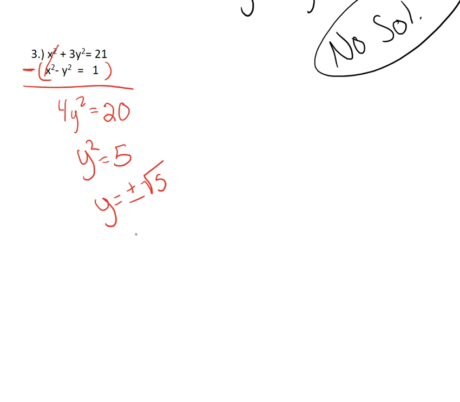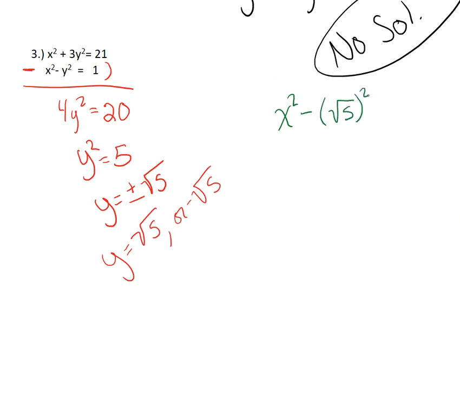So again, I get two different y's. I get square root of 5 or negative square root of 5. And I'm going to go ahead and plug it in. I'll use the bottom one since it's a little bit easier. X squared minus square root of 5 squared equals 1. X squared minus 5 equals 1. X squared equals 6. X equals plus or minus square root of 6.